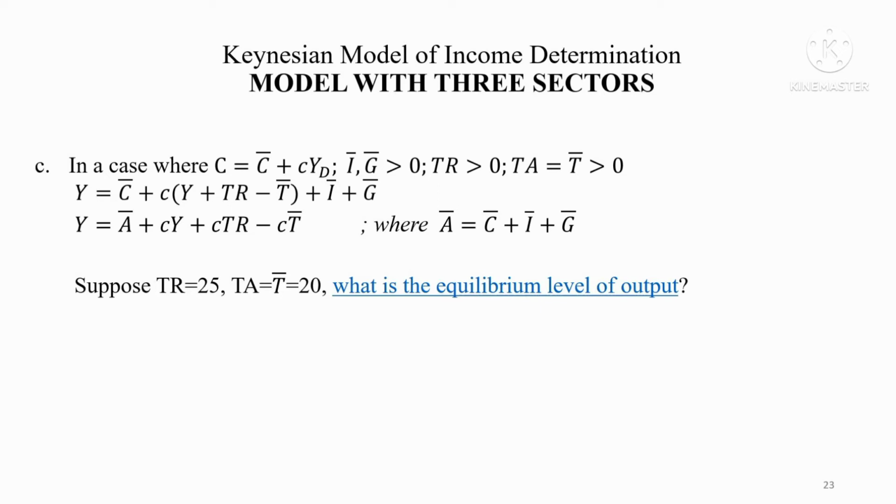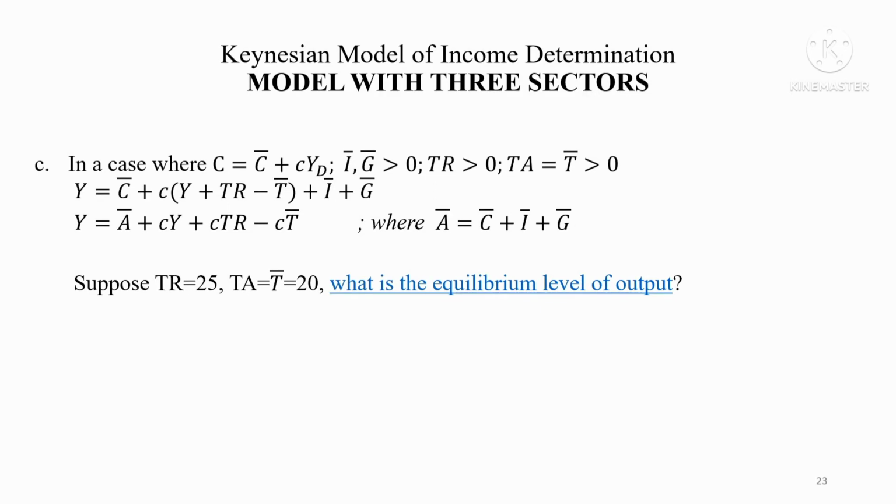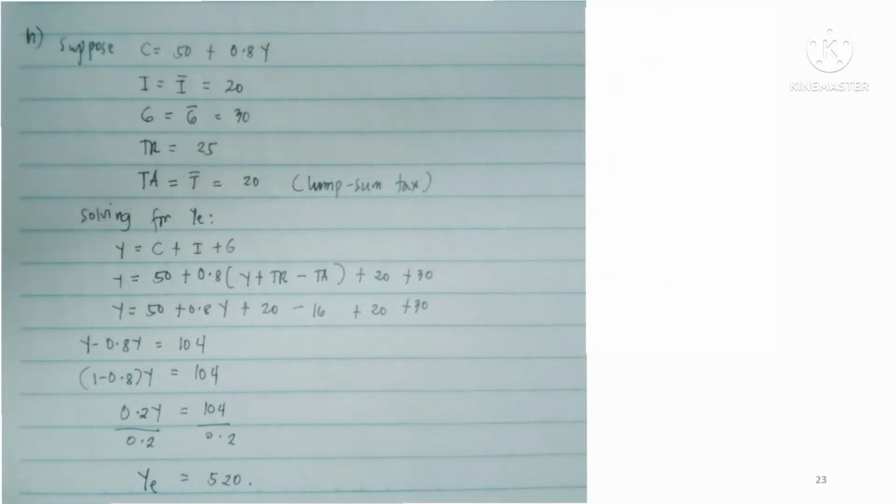Now we will have a case where transfer payment is equal to 25 and lump sum tax is 20. Using the same given for C, I, and G, what is the equilibrium level of output in this case? So again, Y is equal to C plus I plus G. That is our starting point. Then substitute C, I, and G. And again, don't forget, instead of Y, we now have the disposable Y, or disposable income. So in this case, the equilibrium level of output is 520.